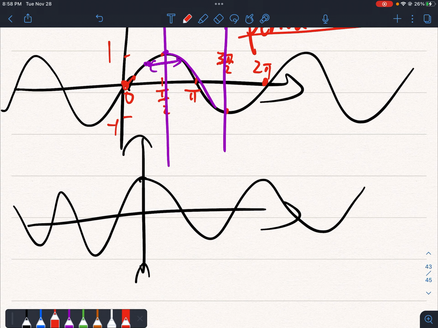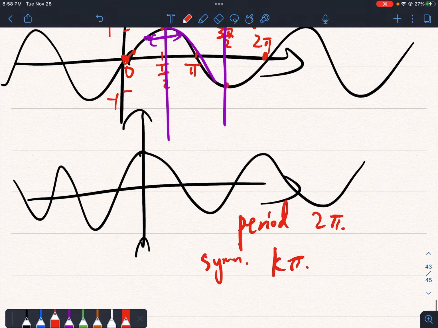Okay, or you can just describe it. I mean, it's almost the same. It's still periodic of period 2 pi, and then it's symmetric along all the lines that are simply just 0 plus k pi. It's symmetric along x equals 0, x equals pi, x equals 2 pi, etc.